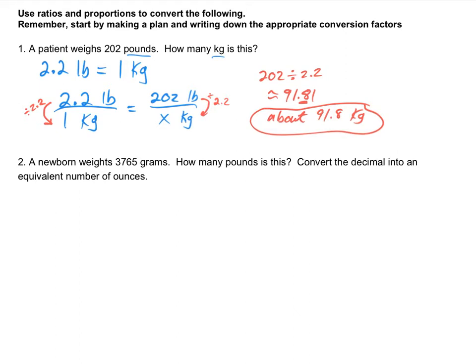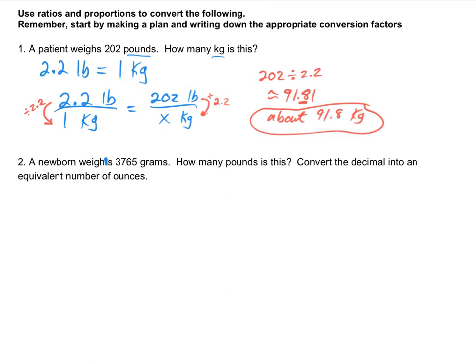In the next example, we are asked, it says a newborn weights, but it should say weighs, a newborn weighs 3,765 grams. How many pounds is this? And then once we know the number of pounds, what we want to do is to take that decimal, because we will end up with a decimal, and convert that into an equivalent number of ounces. So I'll show you what I mean.